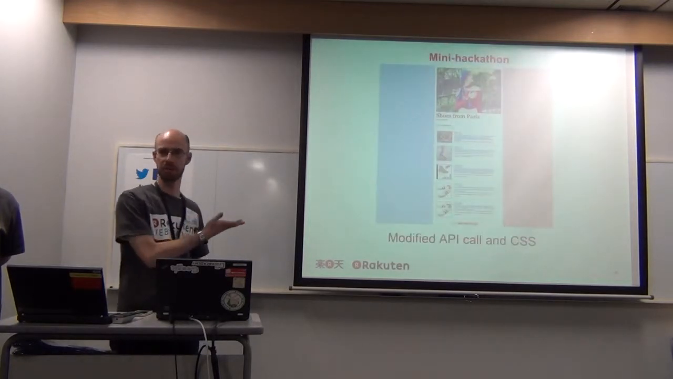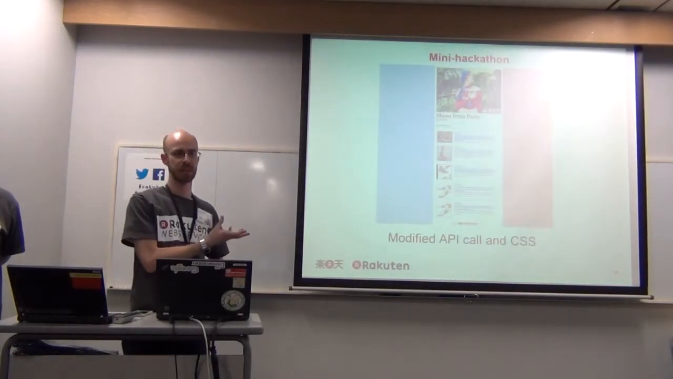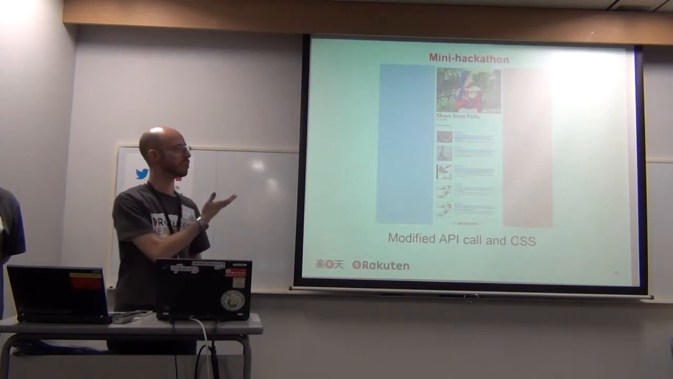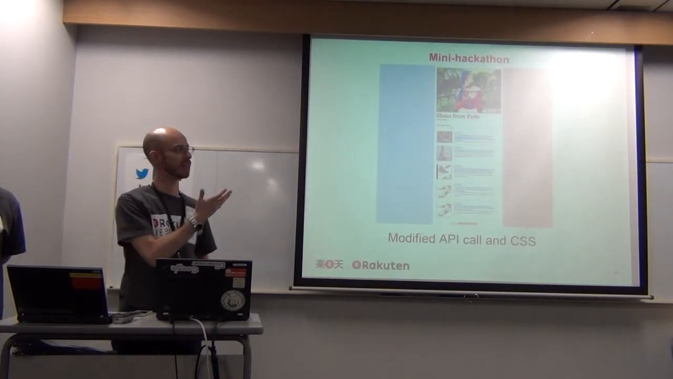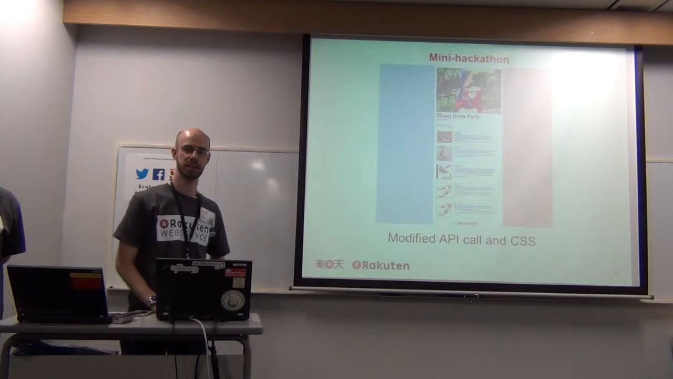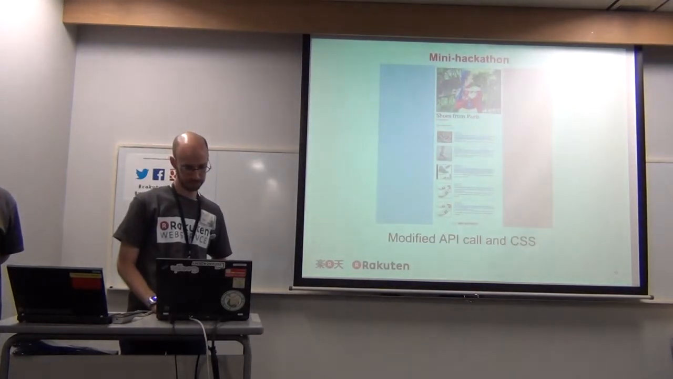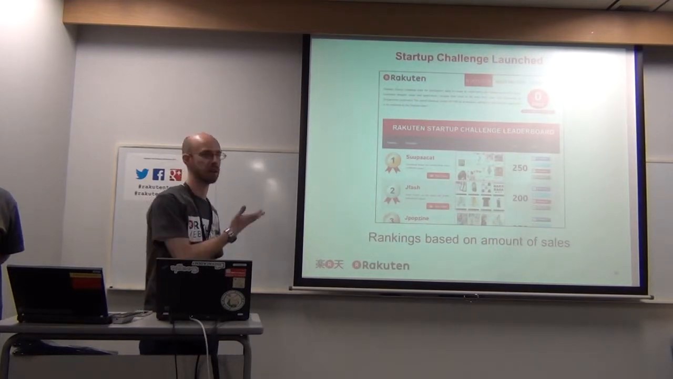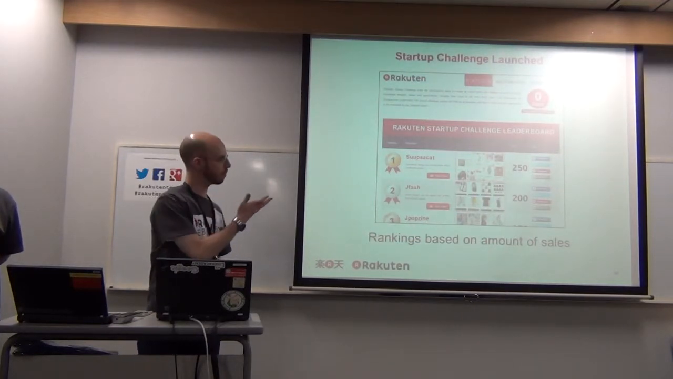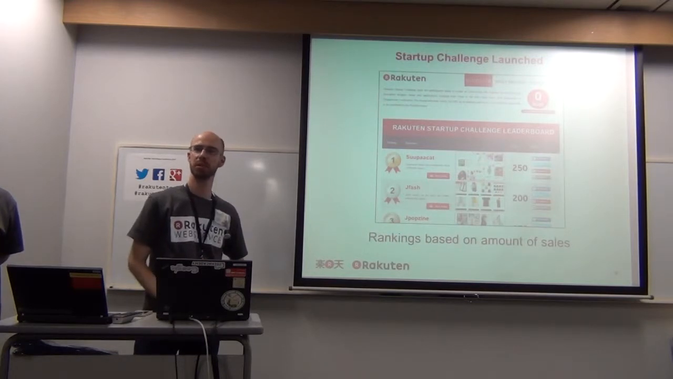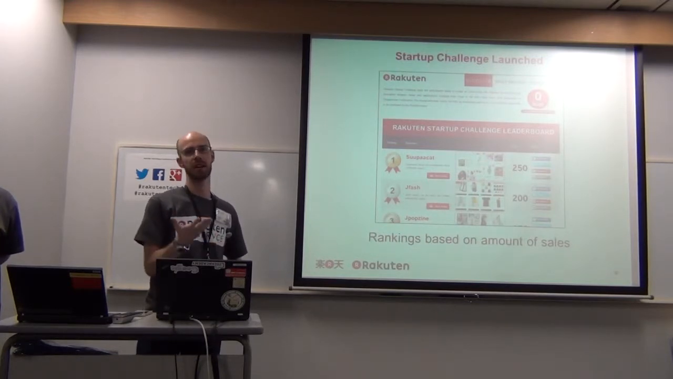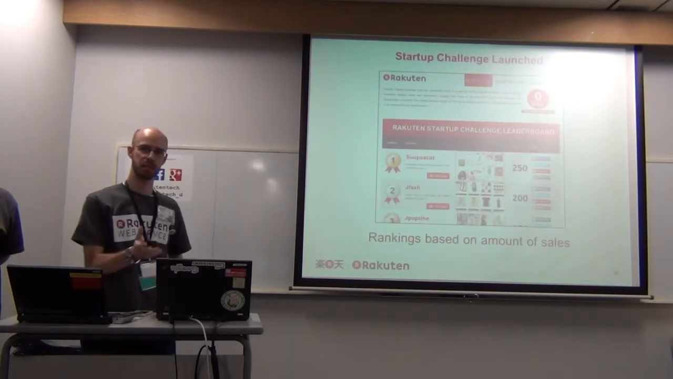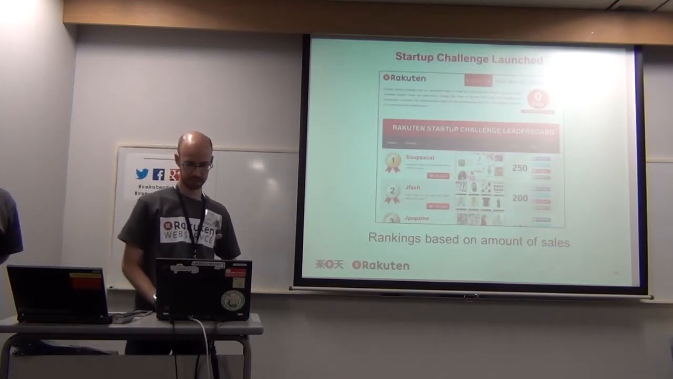This was the result of one of those, just a very simple customization. They changed the API so that it only returned French shoes. They used some CSS and an image to give a little bit of character to the page. Then in June, we formally launched the contest and we put this web page up where we could track which developer was in the lead. And again, as sales came in through their websites, then we added points to their scores on the site.